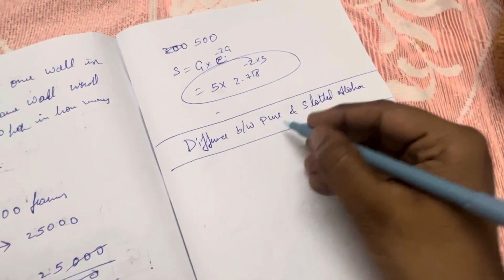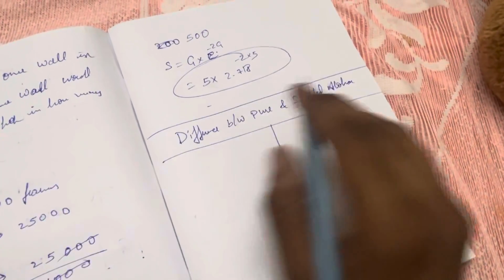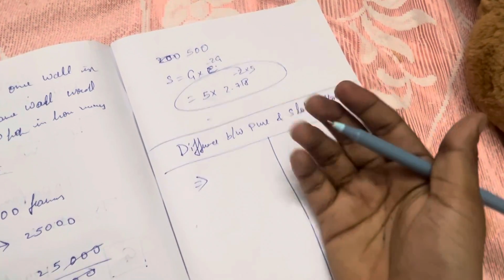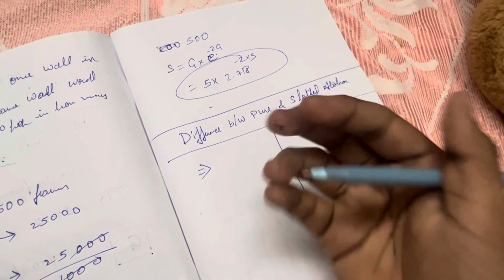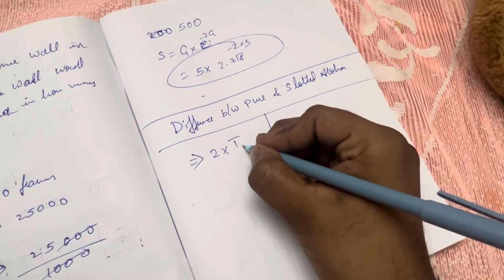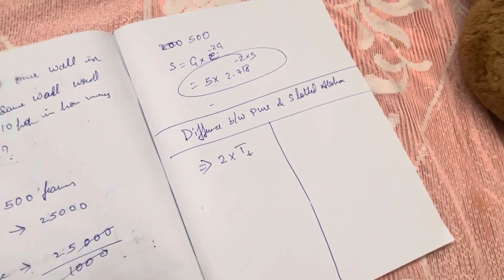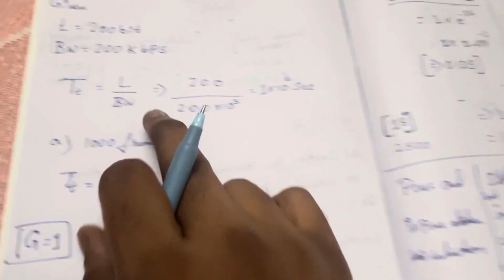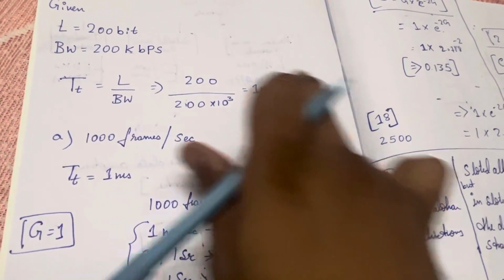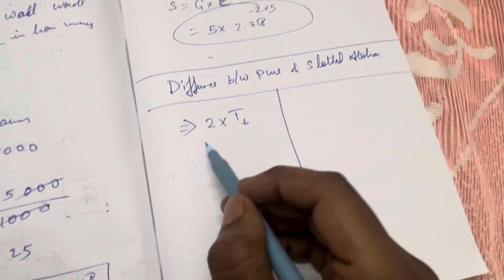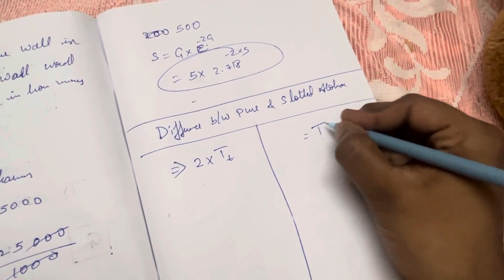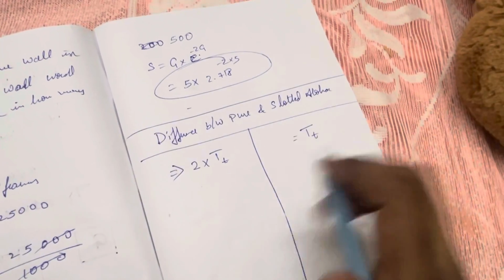So now I'll first briefly explain the formulas for pure Aloha. To calculate the collision time for pure Aloha, we use 2 into T, where T is small t. I've shown you how to calculate T equals small t. This is the formula for pure Aloha, and for slotted Aloha, we just use T into T. As simple as it is.